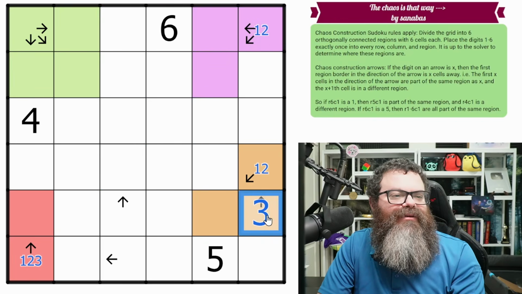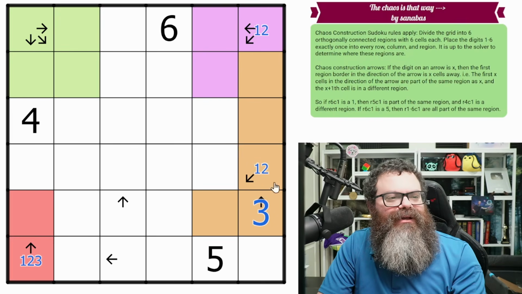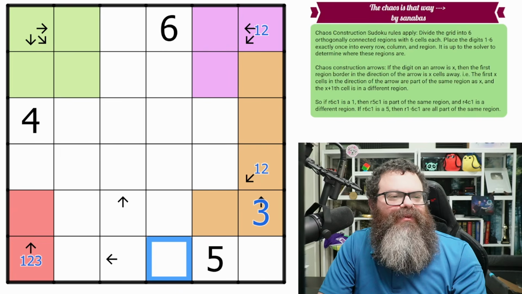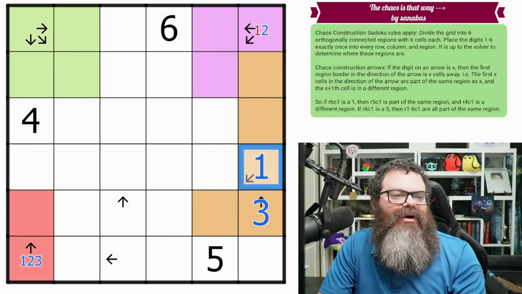That places the 3 here, which does mean that these are all orange. I still want to think about these other ones. So does that mean this can't be 2 anymore? Because if this was a 2, we'd take this one, and that's our 6th one for orange, and we're not connected. So this is a 1.